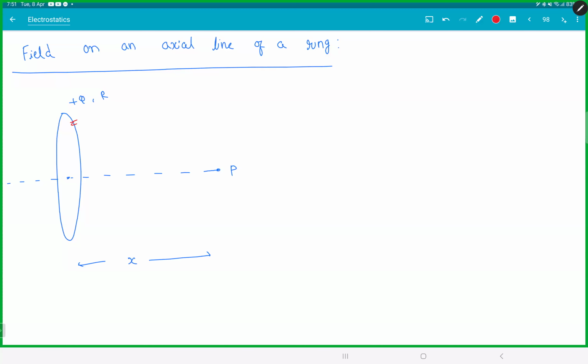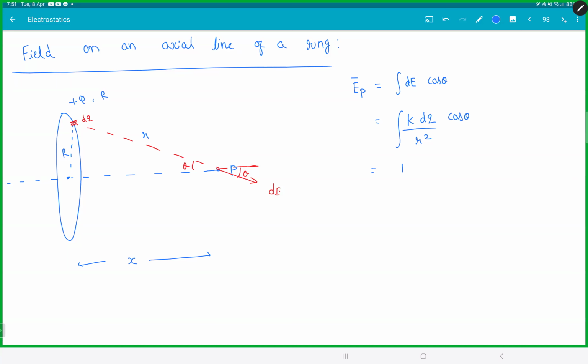If you take a small piece here, dq, its field will be dE. This angle will be theta. This angle also will be theta. You can clearly see only the horizontal components will add up. So E_P will be the integral of dE cos theta. This distance is R, this radius is R. So this is K dq by R square cos theta.